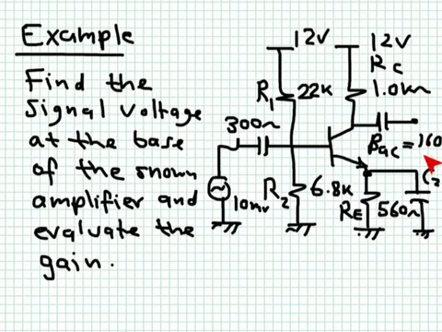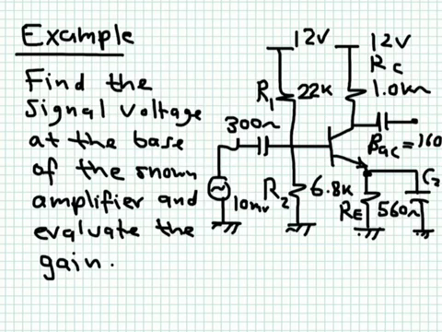One word of warning: here you can see there is no RL connected, so this is an unloaded amplifier. If there is an RL, then all the expressions will have RC in parallel with RL. If there is no RL as shown here, you take RL equal to infinity, which means that you replace RC in parallel with RL by just RC.